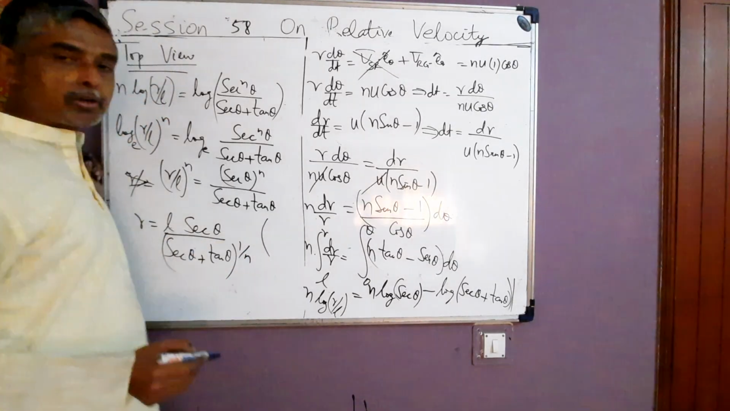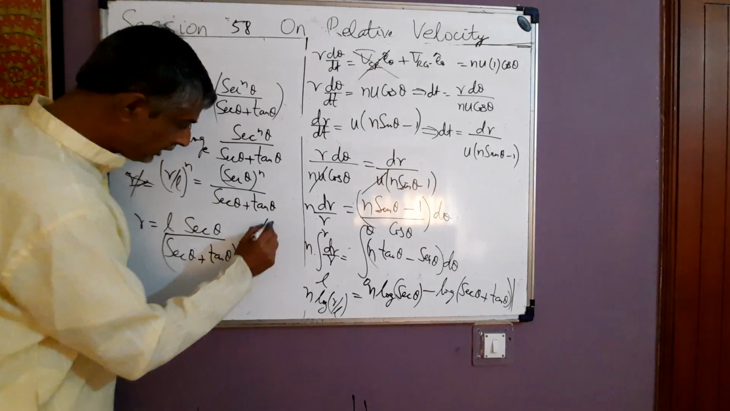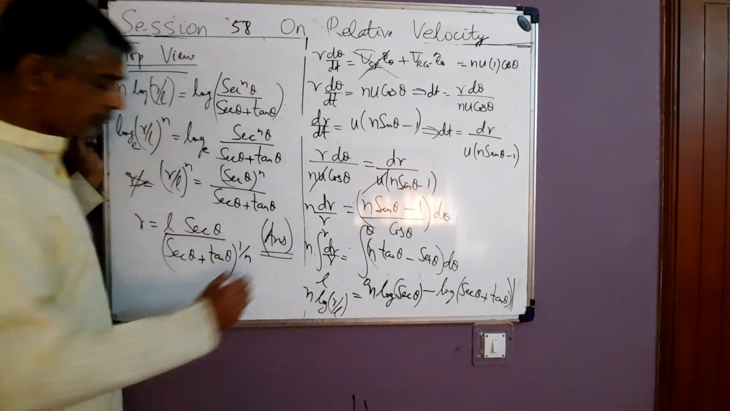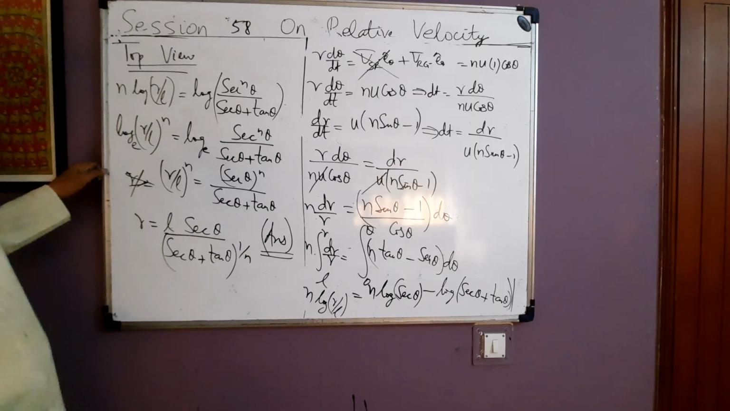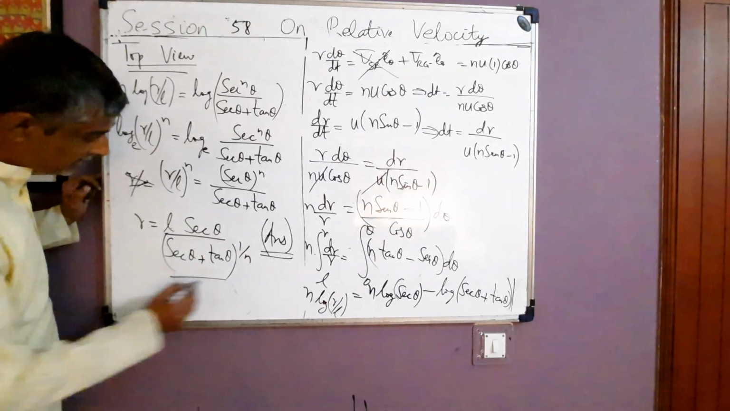This is therefore the required polar equation of the trajectory of the swimmer. R is equal to L times (sec theta by sec theta plus tan theta) to the power 1 by n.